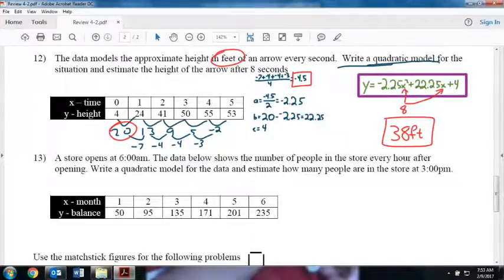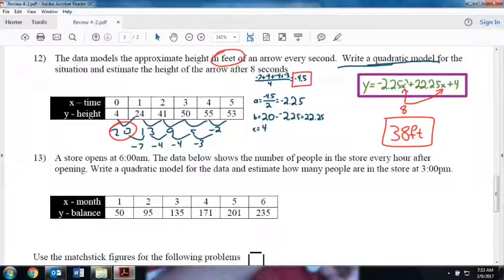A store opens at 6 a.m. The data below shows the number of people in the store every hour after opening. Write a quadratic model for the data and estimate how many people are in the store at 3 p.m. Okay, so write a quadratic model and estimate the number of people in the store at 3 p.m.